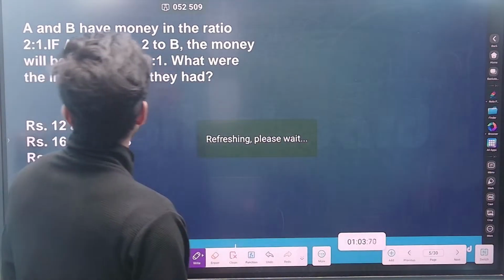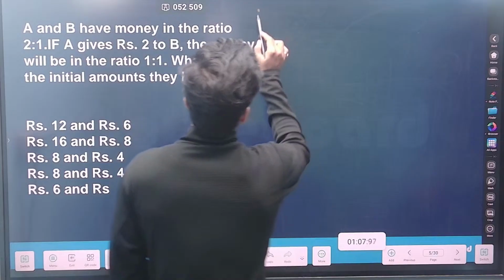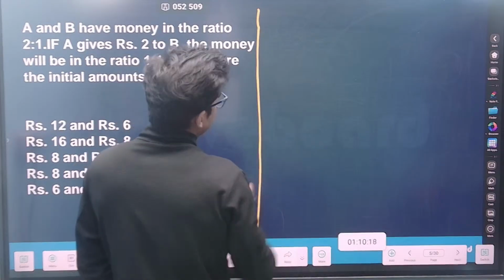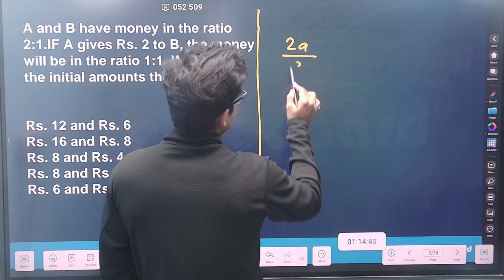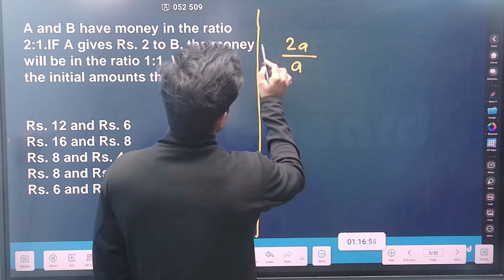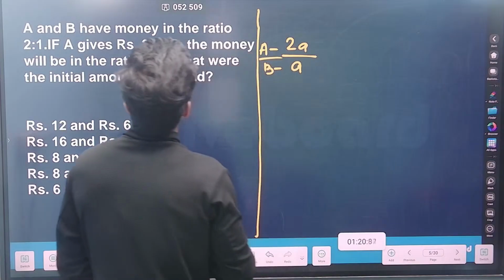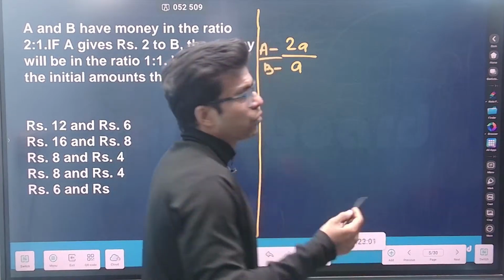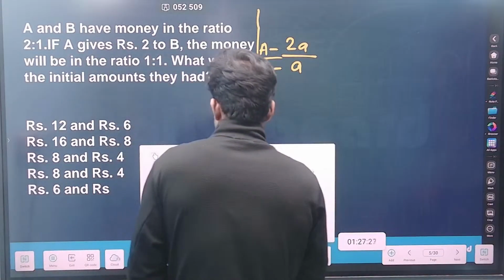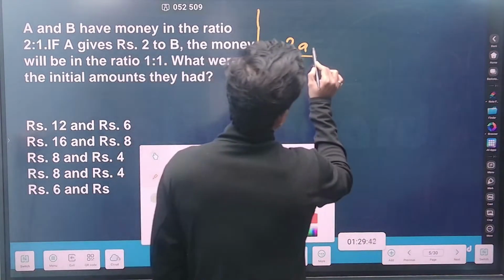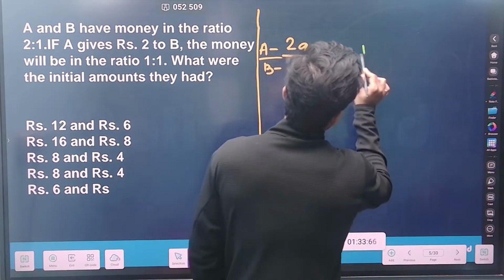First of all, A and B have money in the ratio 2 is to 1. So now see, the logic is what? They're having the money in terms of 2A and A. This is A is to B. Now if A gives rupees 2 to B, if A is giving then B is receiving. If A is giving, this is the giving part, minus 2, and this is the adding part, plus 2. The ratio becomes 1 is to 1.